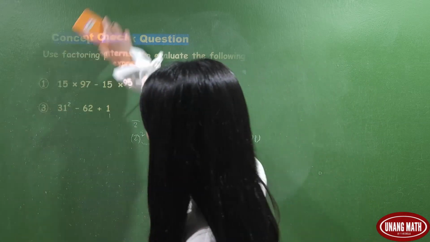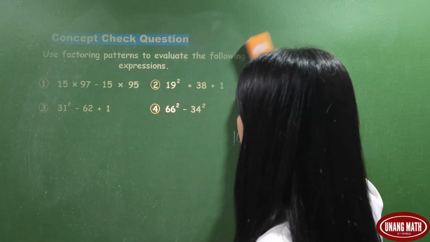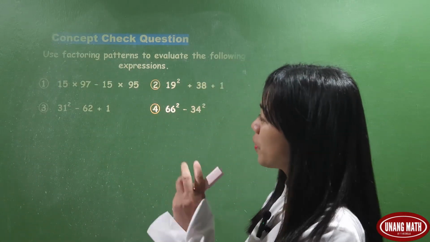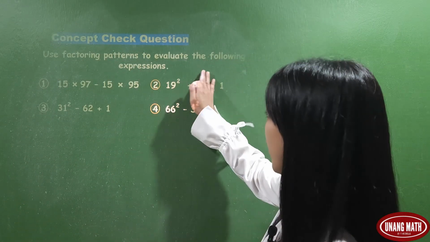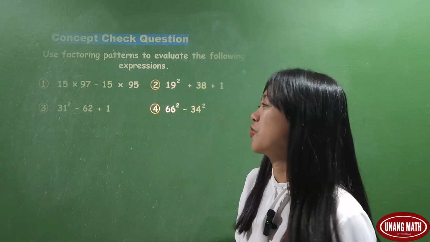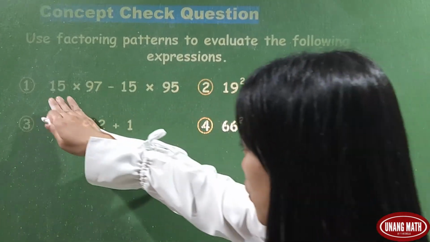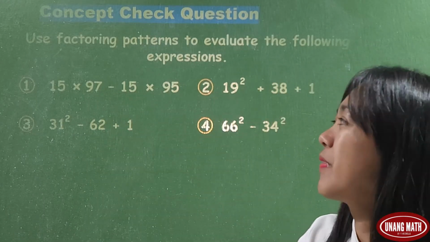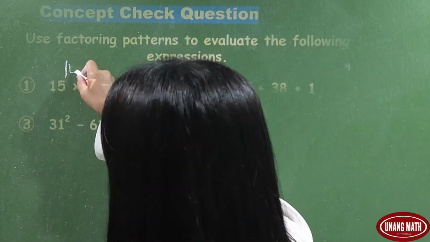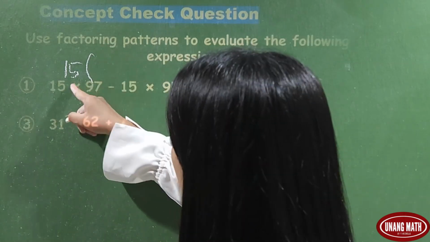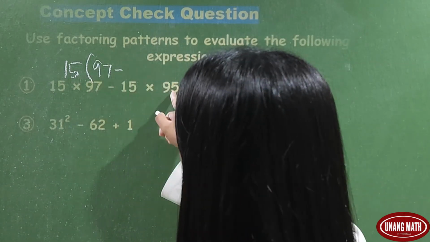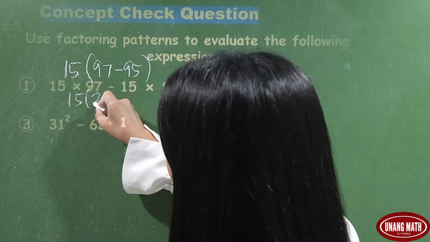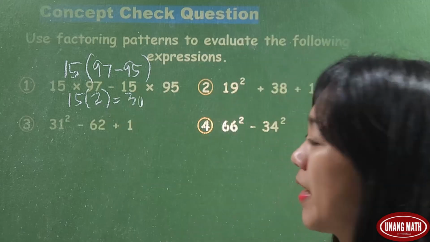Okay, now let's have more expressions by answering this concept check question. We are going to use factoring patterns to evaluate the following expressions. Look at the first expression here. 15 times 97 minus 15 times 95. Okay, it has common factor 15. So 15 is outside. 97 minus 95 will be inside. So this is 15 times 2, which is equal to 30.